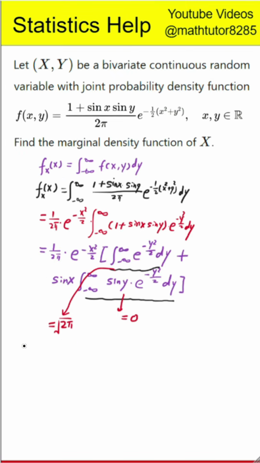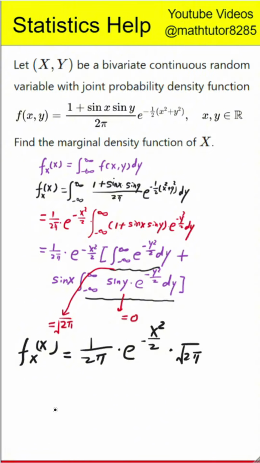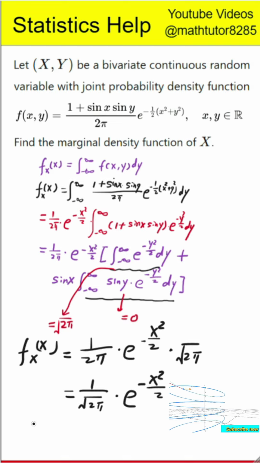Next step is to combine the results. Now we plug everything back in. We take exponential of negative 1/2 times x squared, divide by 2 pi, and multiply by the square root of 2 pi for the first integral. This simplifies to 1 over the square root of 2 pi times exponential of negative 1/2 times x squared.